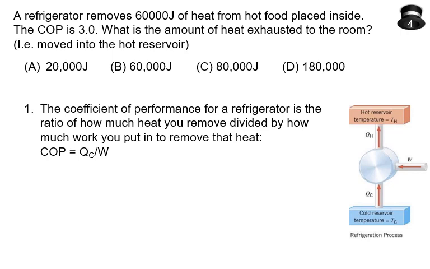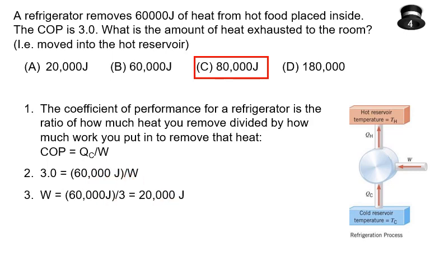So what do we need to know here? The coefficient of performance, right? That's the ratio of how much heat you remove divided by how much work you put in to remove that heat. So you use that to get the 80,000 joules. The coefficient of performance was stated as 3. That's going to be equal to this Q sub C that we've removed, 60,000 joules, divided by the work. So the work then is 20,000 joules, but we're not done yet.